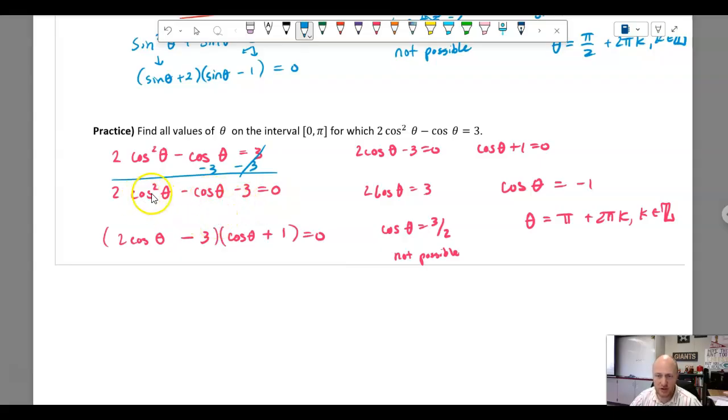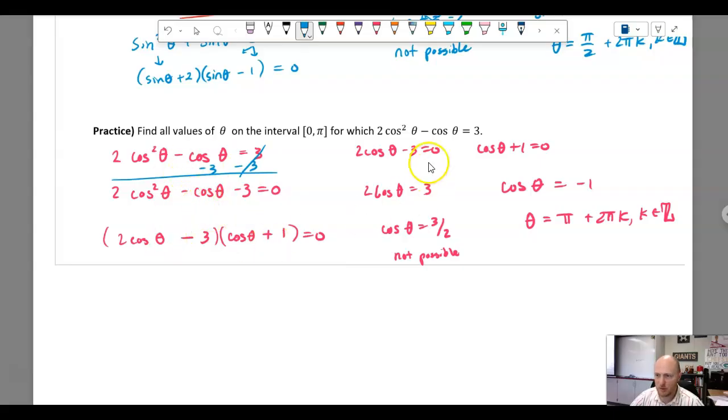So I split 2 cosine squared theta, 2 cosine theta times cosine theta, and then thankfully I have a prime number over here, so not too many options. It's 3 and 1, and you kind of just gotta guess and check, right? So I'm going to pair the 3, so that way I get a negative 3 cosine theta, and then the 2 with the 1 to give me a positive 2, which those together give me a negative 1 cosine theta here.